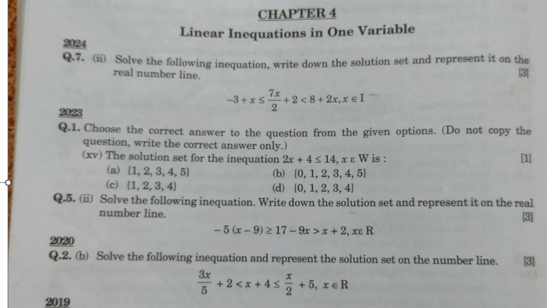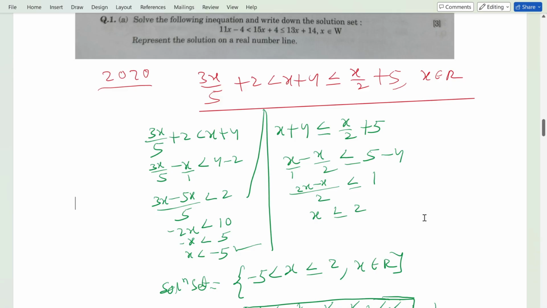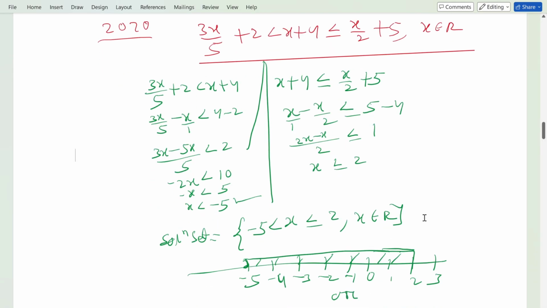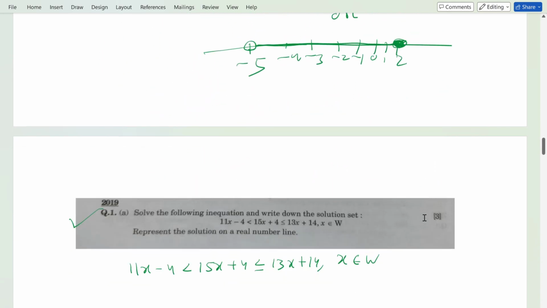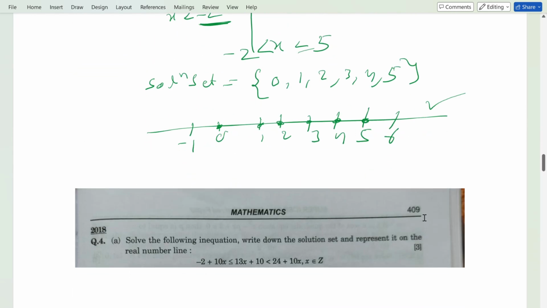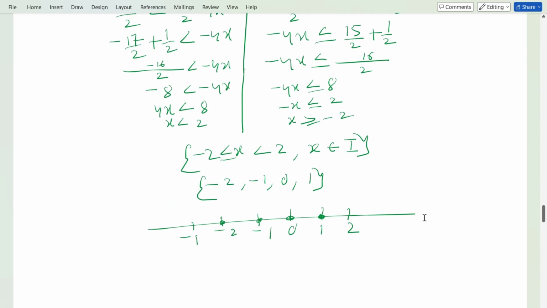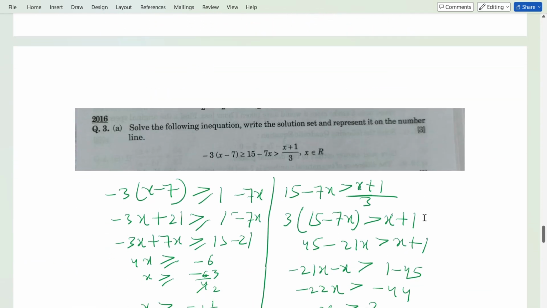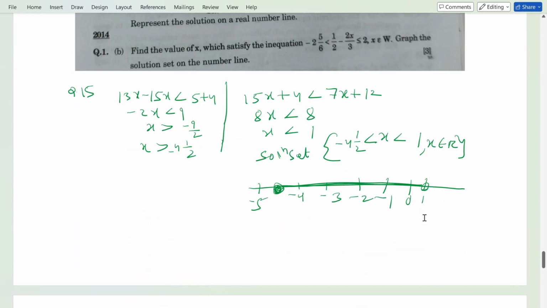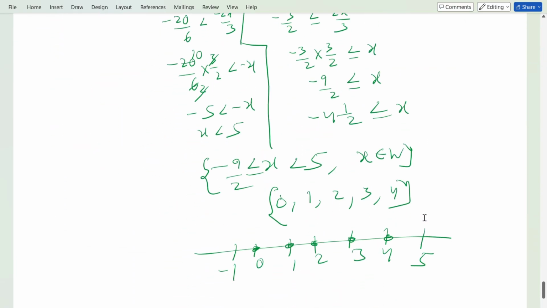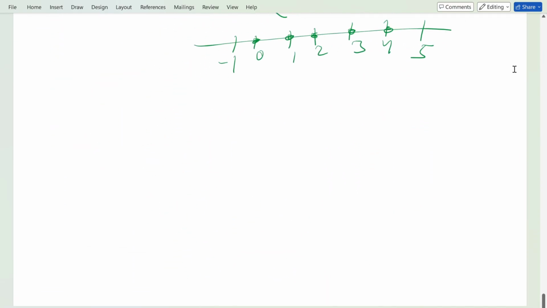Hello everyone. If you are preparing for your board exam, then this video is specially for you. This video contains 10 years board questions and specimen paper questions with complete solutions for a quick and powerful revision. We will solve important exam-oriented problems step by step so that you understand the logic and avoid common mistakes. So keep your notebook ready, stay focused, and let's start solving.